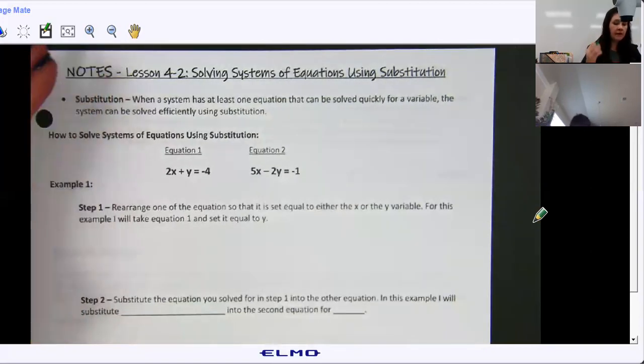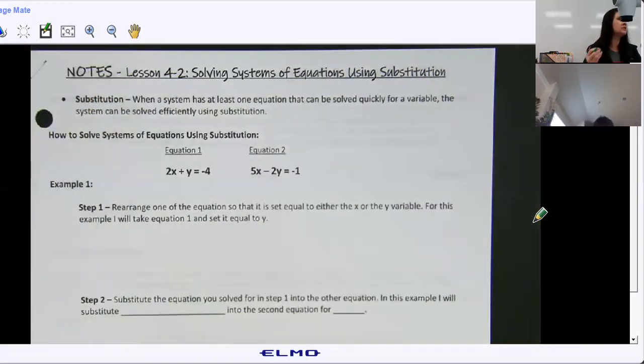So the method behind substitution is you isolate a variable, and then you take the expression that that variable equals and you plug it into the second equation, and you're basically substituting it for a variable. And I know that just saying that is kind of confusing. So as we go through the notes, I'll continue to explain and you'll be able to see what I mean.